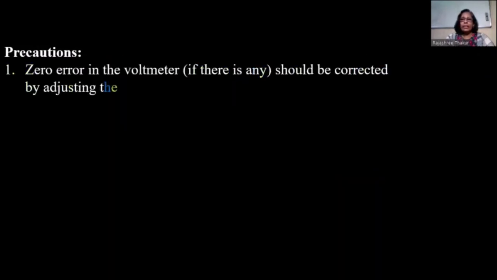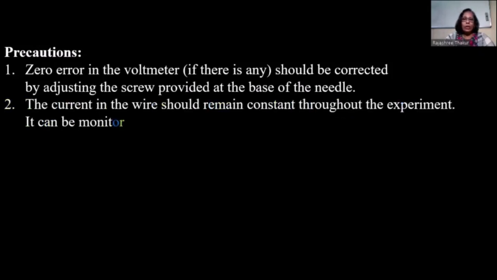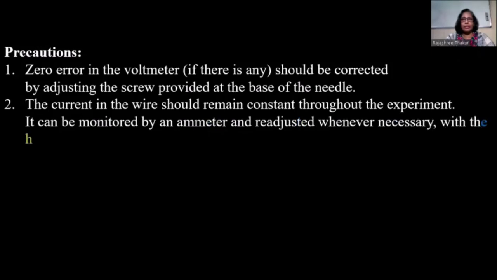Zero error in the voltmeter, in case if there is any, should be corrected by adjusting the screw provided at the base of the needle. All right. The current in the wire should remain constant throughout the experiment. Correct? So it can be monitored by an ammeter and readjusted whenever necessary with the help of a rheostat.